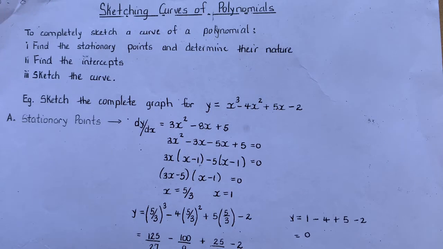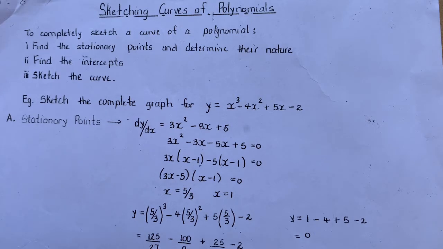It states, to completely sketch the curve of a polynomial, you need to find the stationary points and determine their nature. We've done that topic. Number 2, find the intercepts, and then finally we're going to sketch the curve. So number 2 is the additional step that I mentioned. So we're going to find the stationary points and determine their nature, and we're going to use the second derivative test for that nature part.